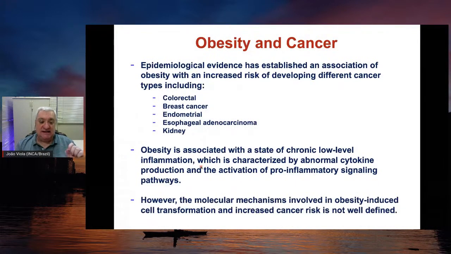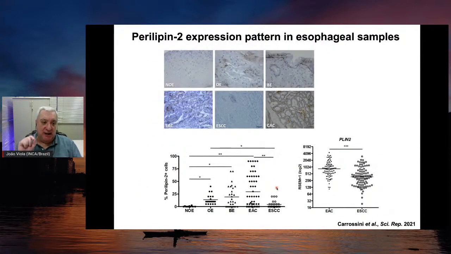Obesity is now associated with a chronic low level of inflammation, which is characterized by abnormal cytokine production, including some pro-inflammatory signaling pathways. However, the molecular mechanism involved in obesity-induced cancer is still not well known. Then we would like to take a look at the role of the lipid droplets in the pathogenesis of cancer associated with obesity.